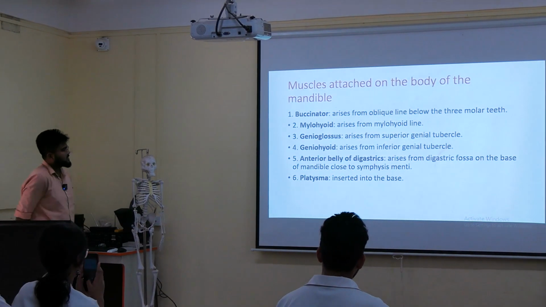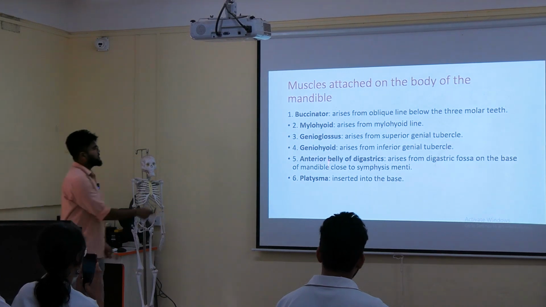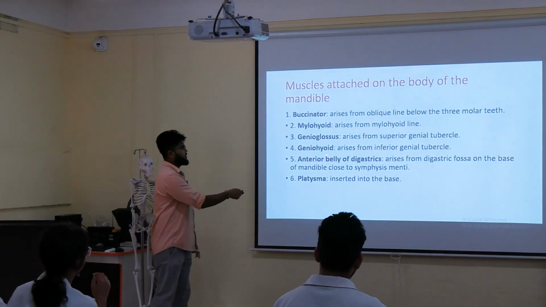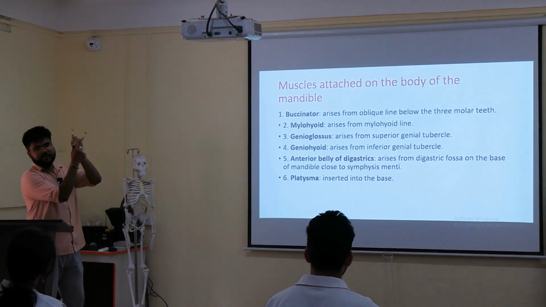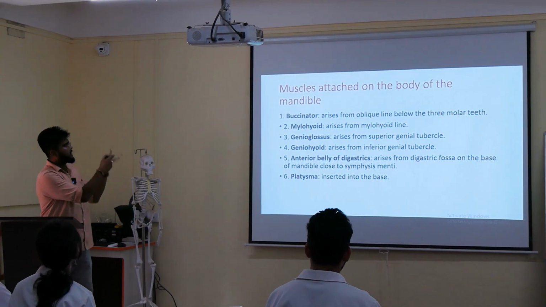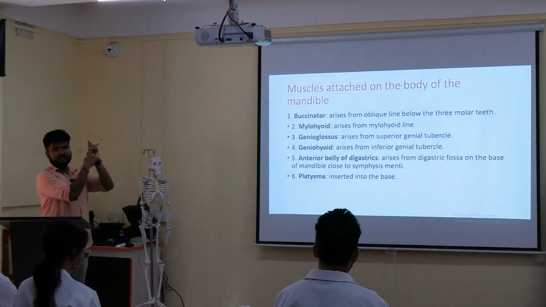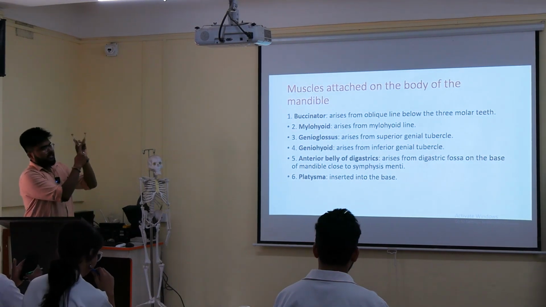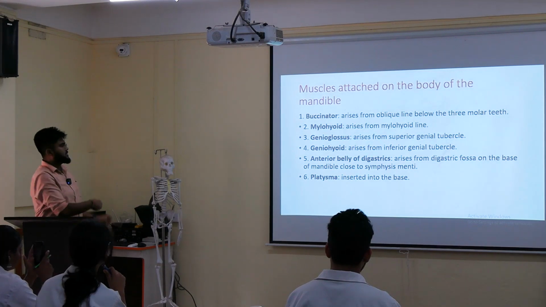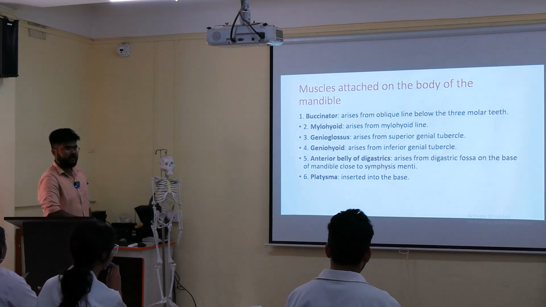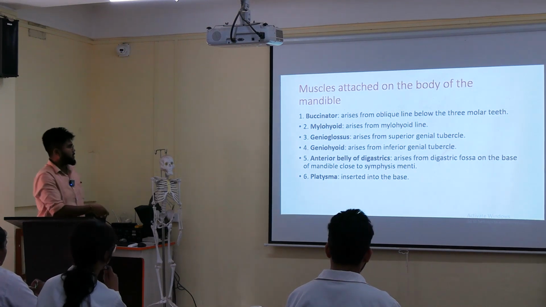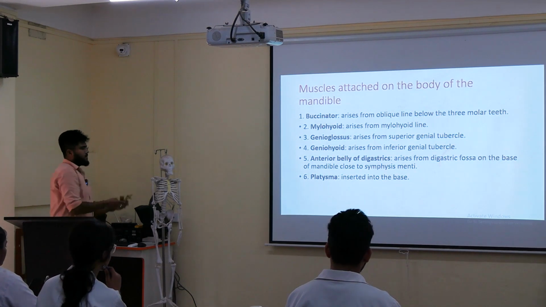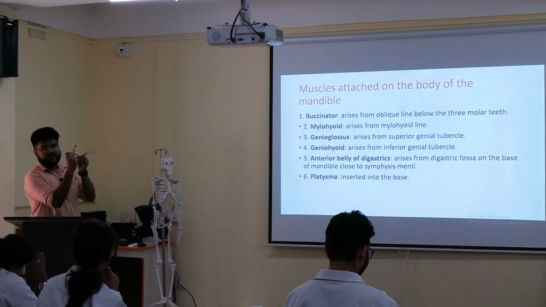Now this is the muscle attachment, you all know, and here you can see the genioglossus and geniohyoid arise from the genial tubercle. From the superior genial tubercle the genioglossus muscle is attached, and inferiorly the geniohyoid muscle is attached. The genial tubercles are 4 in number, superior to inferior, and the platysma is mainly present at the base of the mandible.